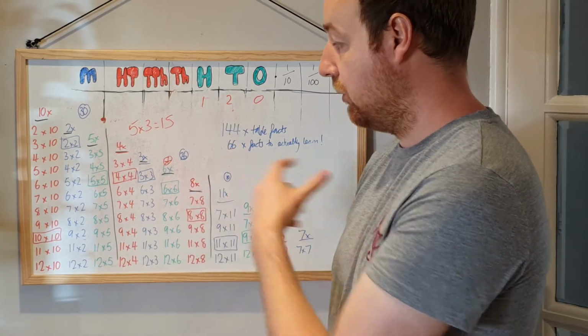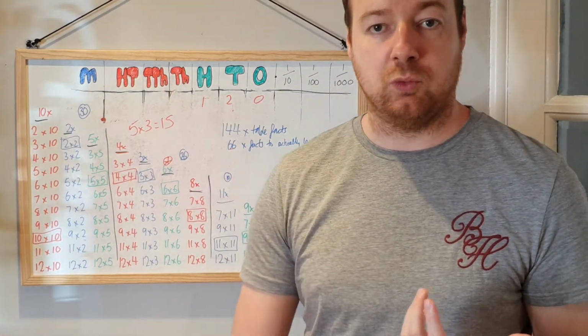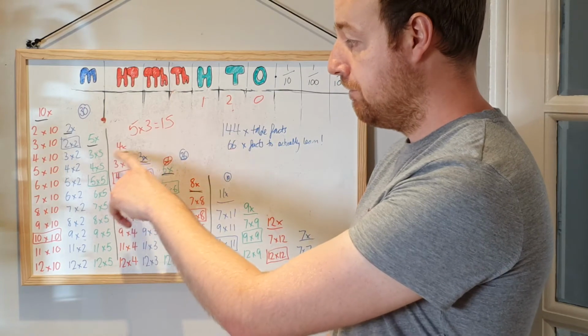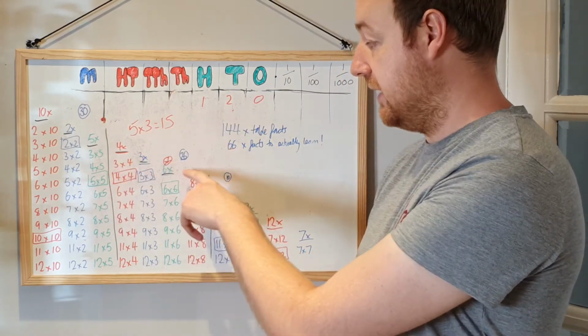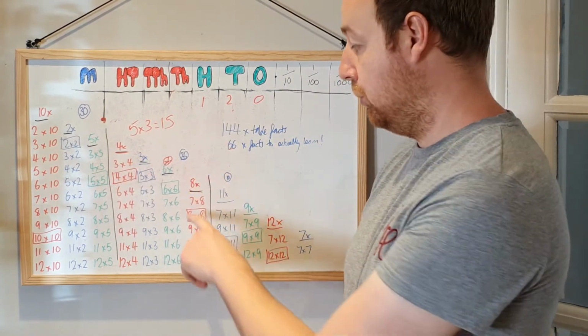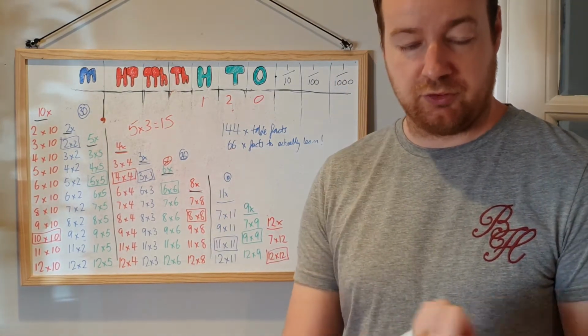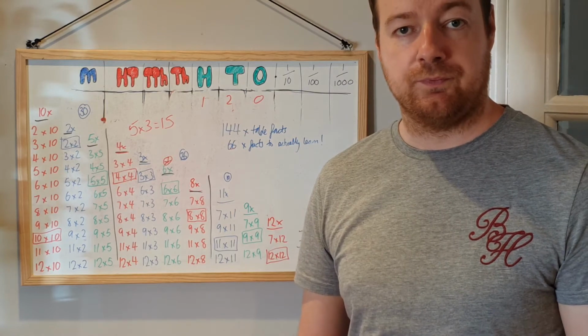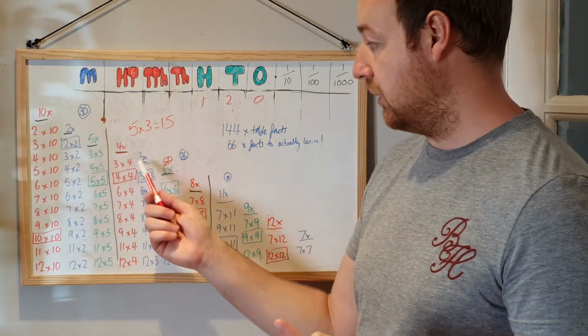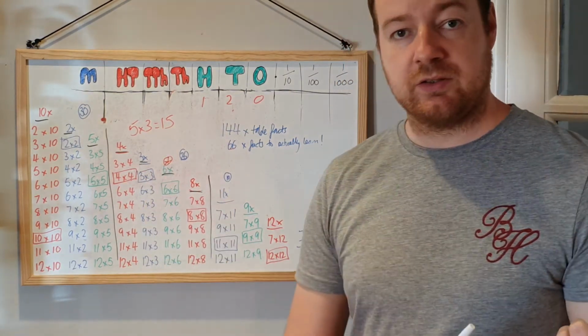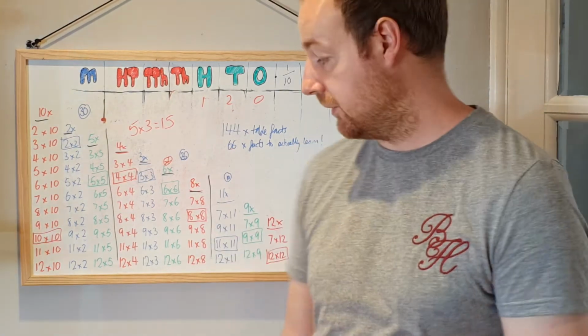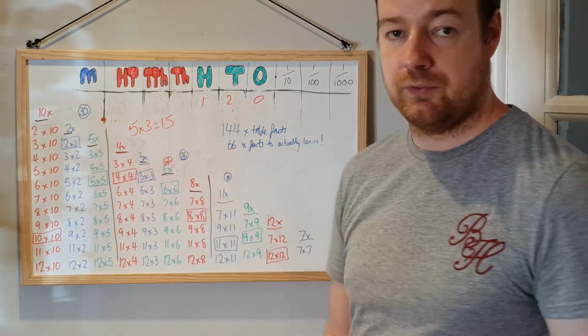So 8 times tables, not going to spend a lot of time there because again I think it's one of the more difficult ones. If you can double and double again, then if you double that again you're going to get your 8 times tables. So for example, 7 times 8. If I want to do 2 times 7, I go 7, double it, 14. Double it again, I get the 4 times table, 28, double it again, 56. So 7 times 8 is 56.